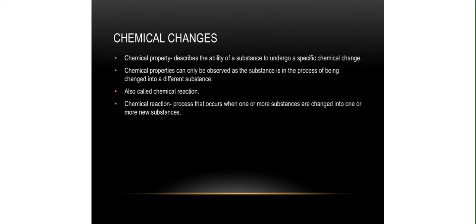And a great name for a chemical change is actually known as a chemical reaction. And we use this all the time. A chemical reaction is a process that occurs when one or more substances are changed into one or more new substances. And remember, we always balance these chemical reactions. We start balancing chemical reactions here soon, but also please make sure you know at this point that a chemical change and a chemical reaction are the same thing.